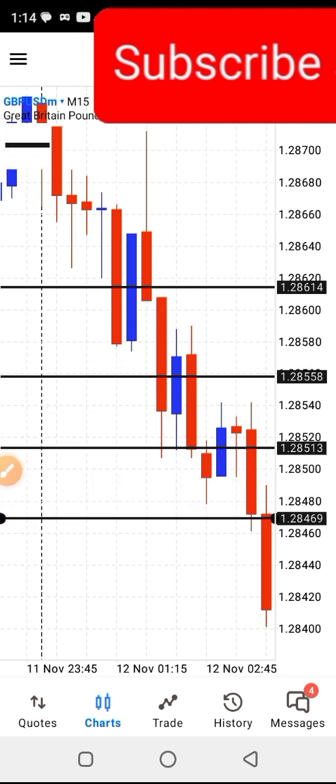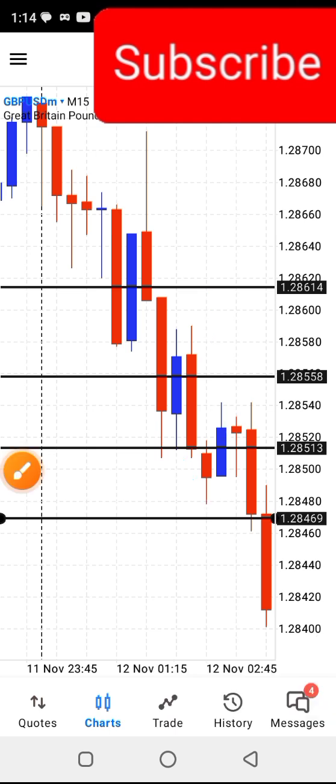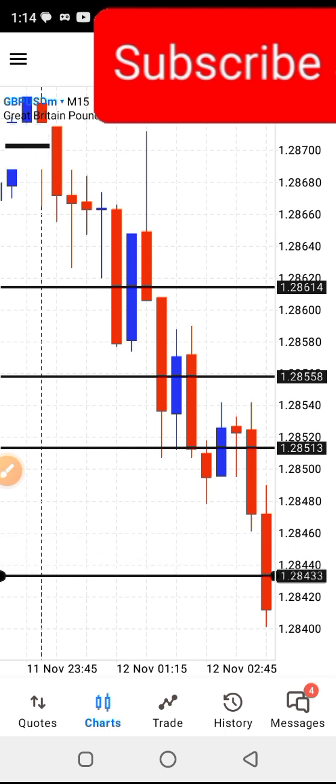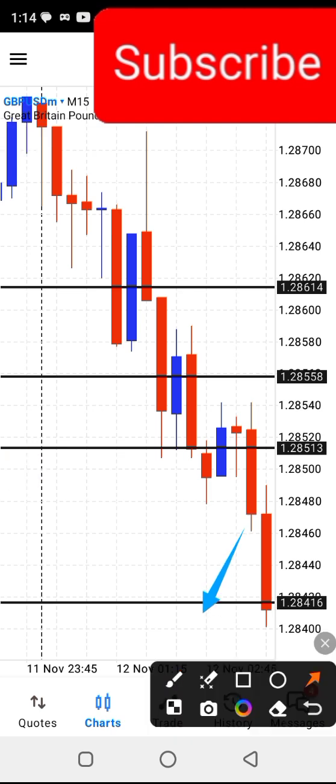If I'm targeting 1-to-1, this is my entry right here, and this is my stop loss position. So my entry is going to be at 1.2851 and my stop loss is at 1.2861. So that's about 10 pips if I'm not mistaken. So my take profit position has to be about 10 pips too. So 1.2851 minus 10 should give me 1.2841 or thereabouts, somewhere around here. You can see this is my take profit position, this is my stop loss position, and this is my entry position.